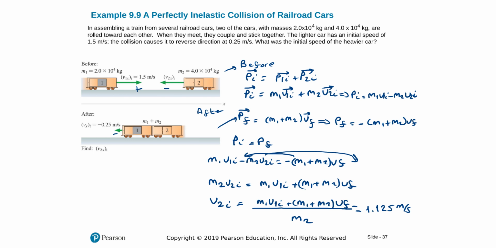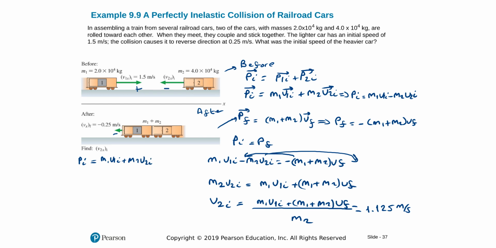I am using this approach of solving for what I'm looking for algebraically first, without putting in any numbers, then putting in the numbers. I notice many of you like going this way. You find P initial, M1 V1 initial, plus M2 V2 initial.